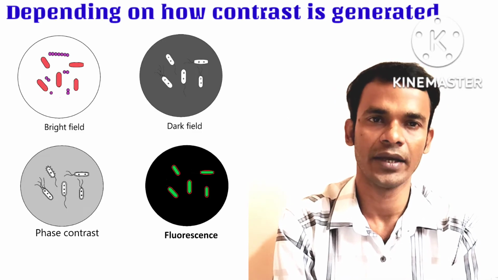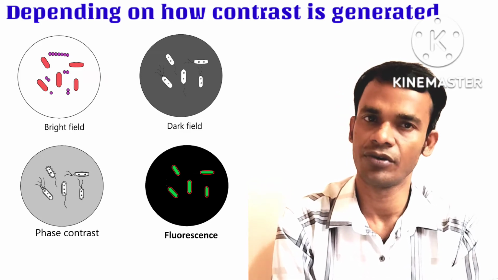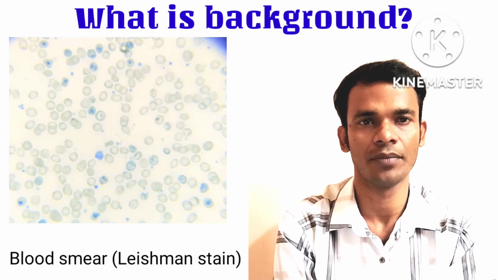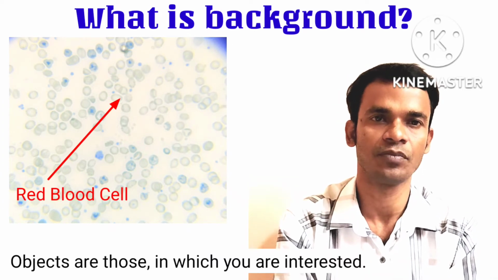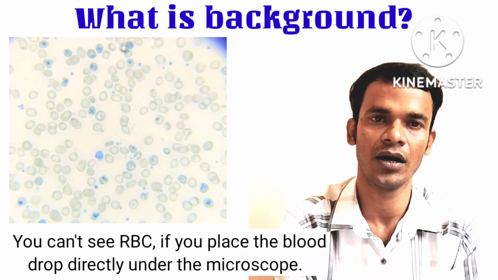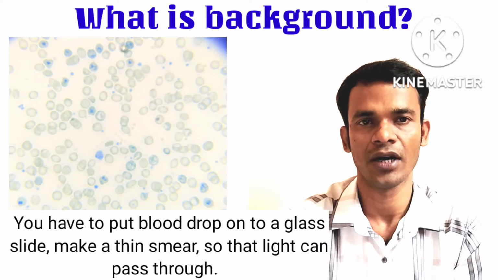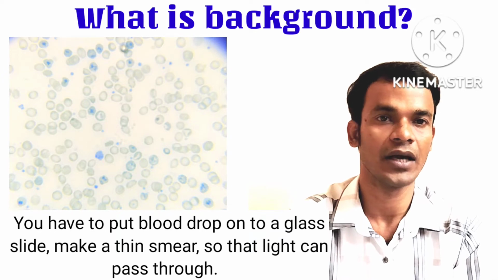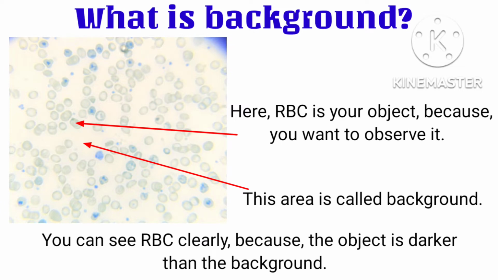Compound light microscopes are again divided into many types depending on how contrast is generated between objects and background. Now what is background? If you want to observe red blood cell, then red blood cell is your object of interest. But before observation, you have to make a uniform layer of blood onto a glass slide in order to fix it on a transparent and solid support. The layer of blood should be so thin that it can't block the passage of light through it. Here glass slide is our background or field in which you are not interested.